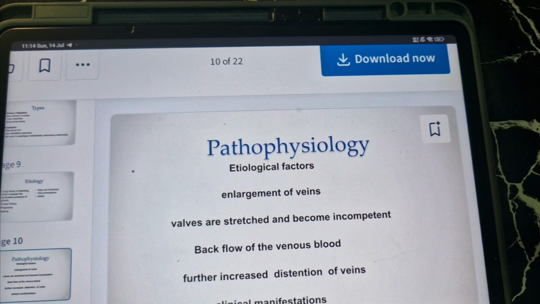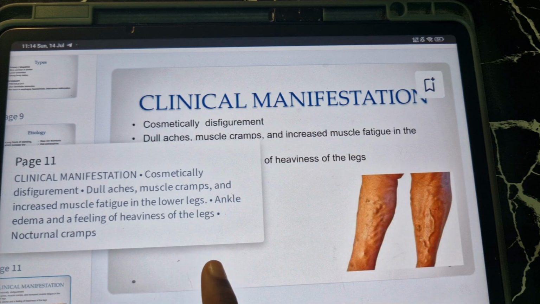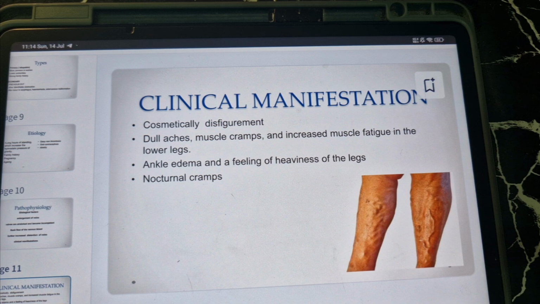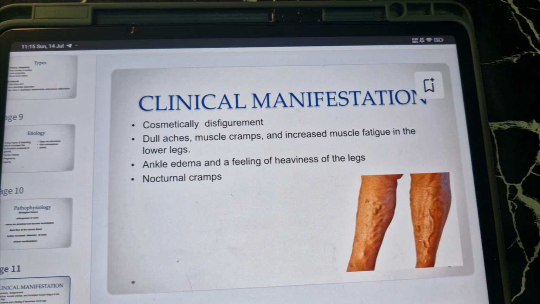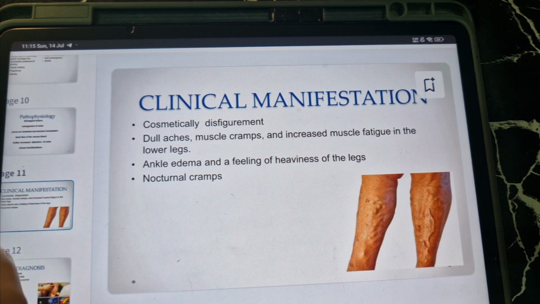Pathophysiology behind varicose vein. Etiological factors will cause enlargement of veins. Valves are stretched and become incompetent. Backflow of the venous blood further increases distension of veins. Clinical manifestations: cosmetic disfigurement, dull aches, muscle cramps, increased muscle fatigue in the lower limbs because of lack of proper blood supply, ankle edema and feeling of heaviness of legs, nocturnal cramps, nighttime pain.